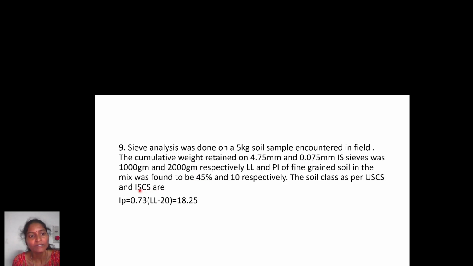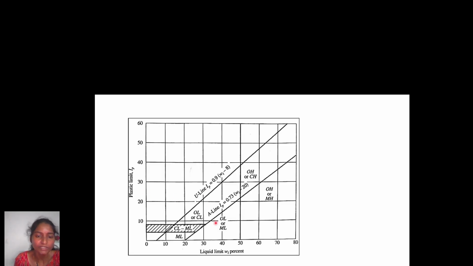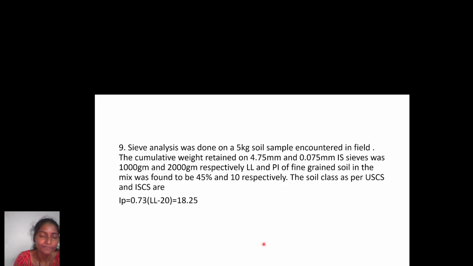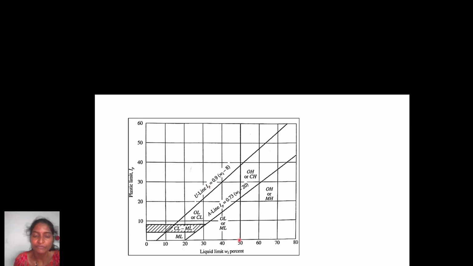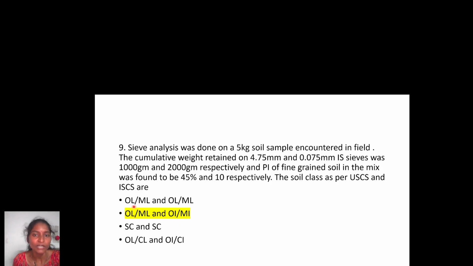But if we consider the IS classification system, the difference is that the distinction is not just based upon a liquid limit of 50, but upon 35 and 50. If the liquid limit is less than 35, we call it low compressible soil. If it is between 35 and 50, we call it intermediate compressible soil. And if it is more than 50, we call it highly compressible soil. So our liquid limit is 45%, which is between 35 and 50. So that is intermediate. According to the US classification system, the classification is either OL or ML, and according to the IS classification system, it is OI or MI.